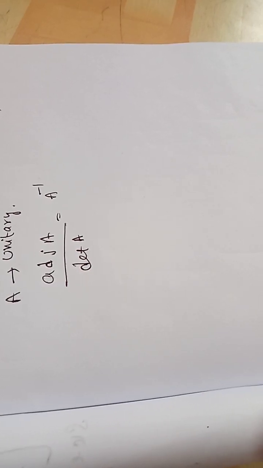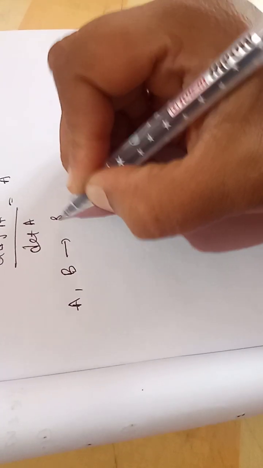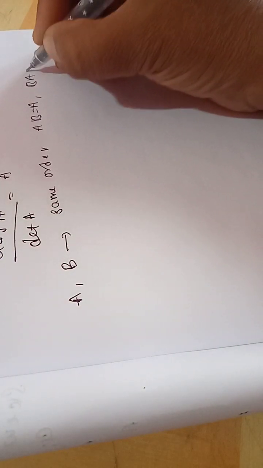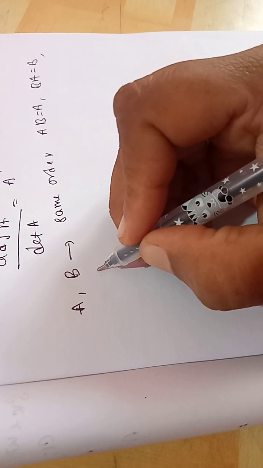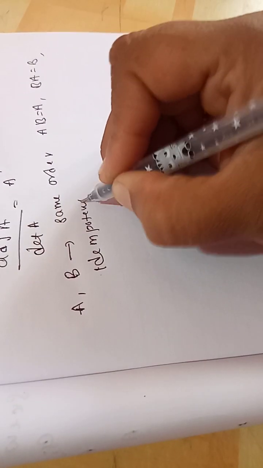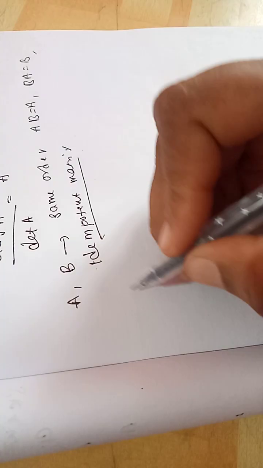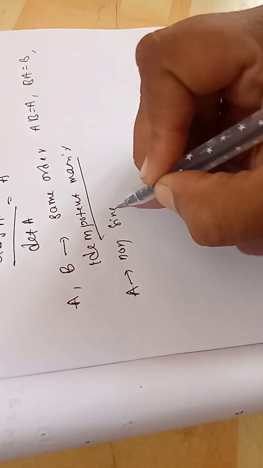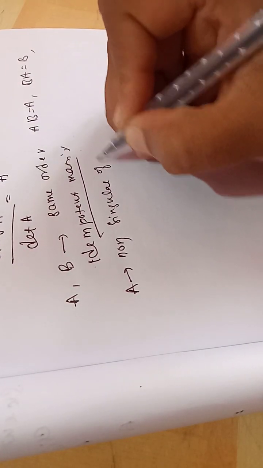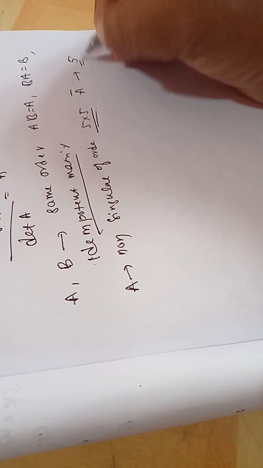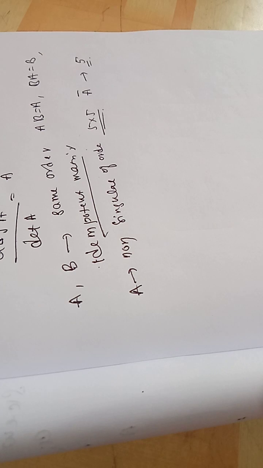Now next, let us see, if A and B are matrices of the same order such that AB equal to A, BA equal to B, then A and B we call idempotent matrices. Now, if A is a non-singular matrix of order 5 by 5, then the rank of A will be 5. Rank I will explain in my next video.